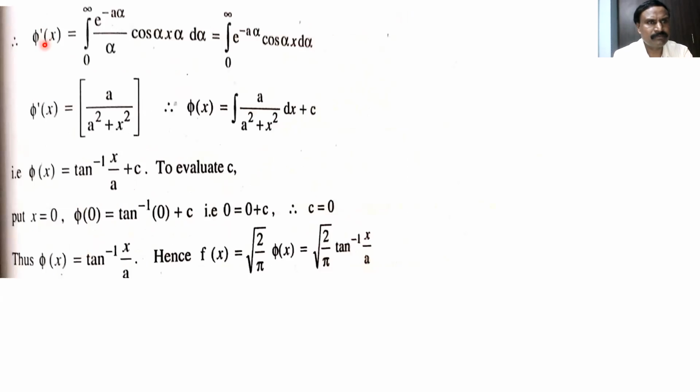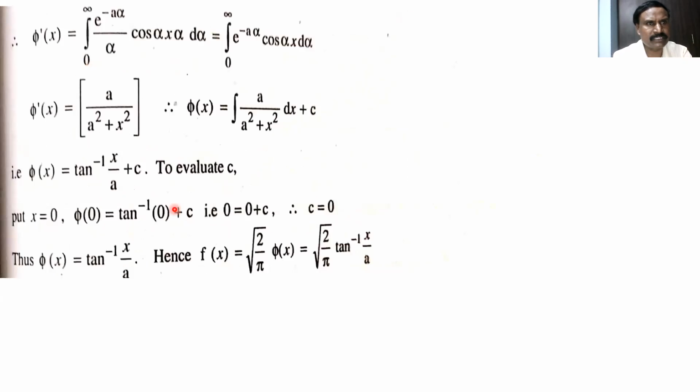We need to differentiate under the integral sign for the evaluation, as it is very difficult to find the integral value directly. So using differentiation under the integral sign, φ(x) is the integral from 0 to ∞ of e^(-aα)/α sin(αx) dα. Now differentiate with respect to x: φ'(x) is equal to the integral from 0 to ∞ of e^(-aα)/α times α cos(αx) dα.